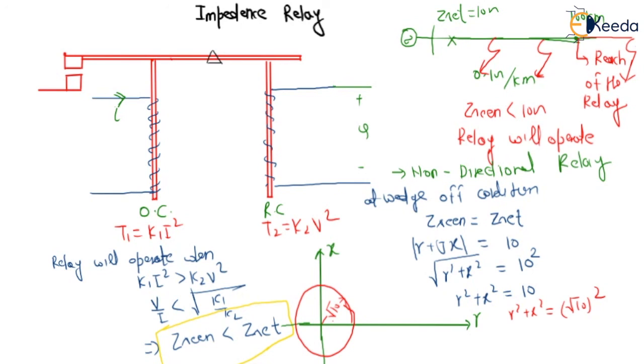If any fault occurs and the impedance is found inside this circle, then that will be the operating zone, which means the relay will operate when Z seen is less than Z set. So this will be the operating zone, and outside this will be the non-operating zone.